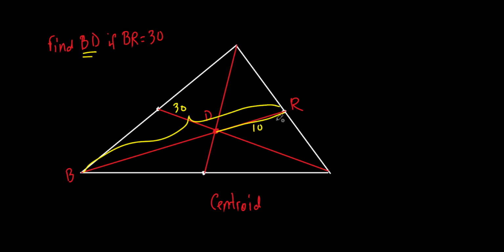Okay, but that's not what they ask for. What do they ask for? BD. So they're asking for here, from here to here. Well, you know the whole thing is 30, right? And this is 10. How can you find this one? Okay, you could multiply this by 2 and get what? 20. Or you could go what? 30 minus 10, which is also 20. Either way you look at it, it still works out. So what's your answer to this? So BD is equal to 20.